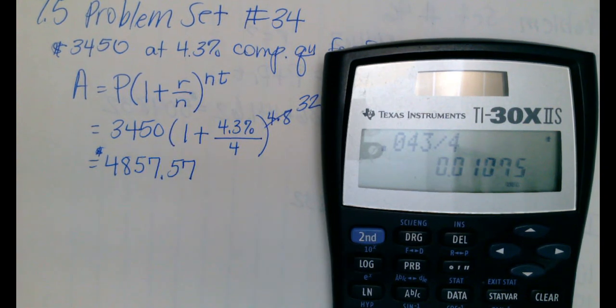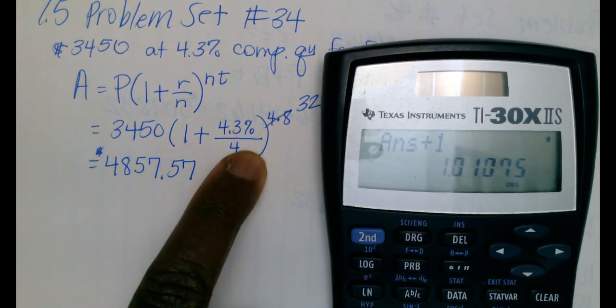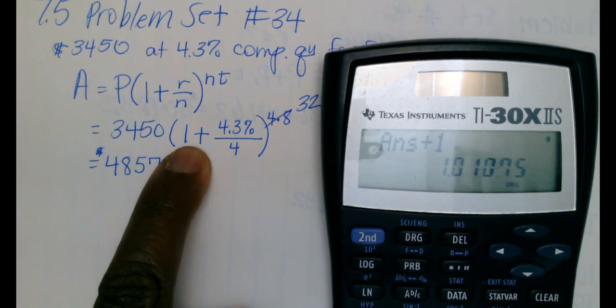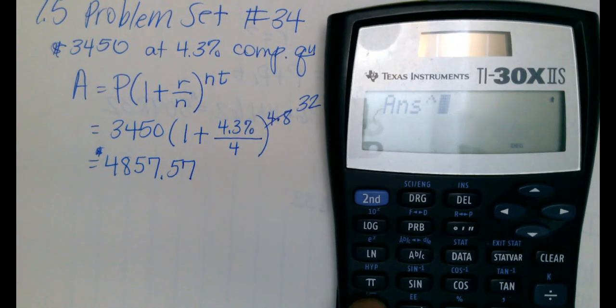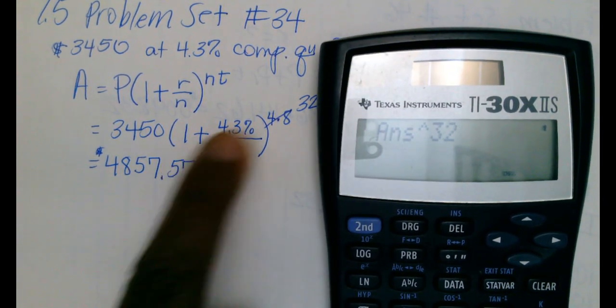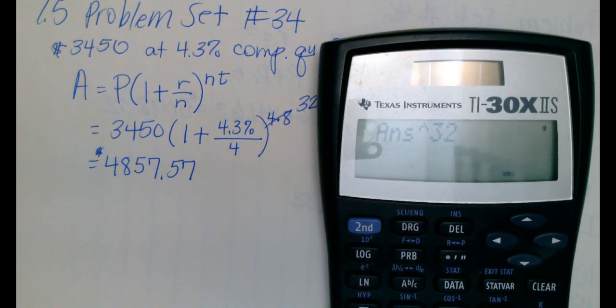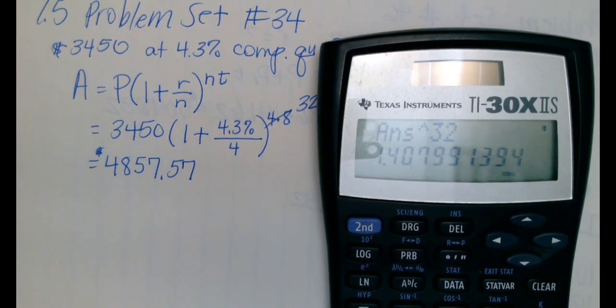Then we're going to add the 1. So it's like we're doing, please excuse my dear Aunt Sally. We're doing the parentheses first. So this fraction, and add 1. Then we're going to take it to the 32nd power. So parentheses, exponent, multiplication, times 3450. It's more work.